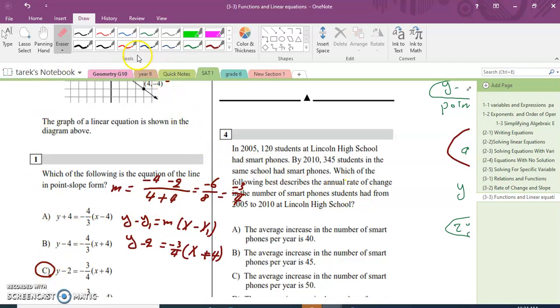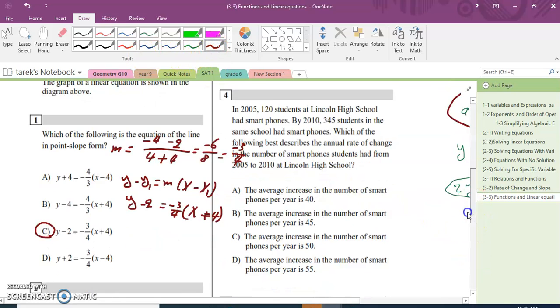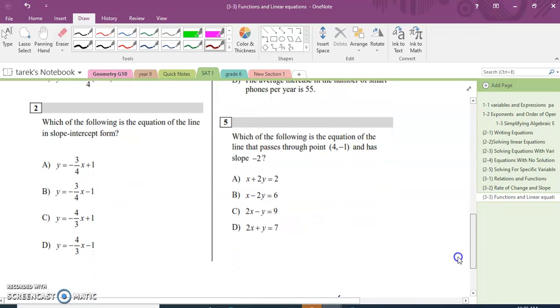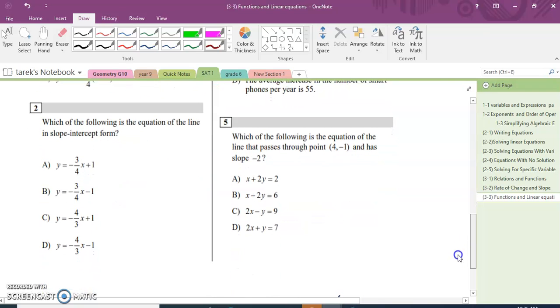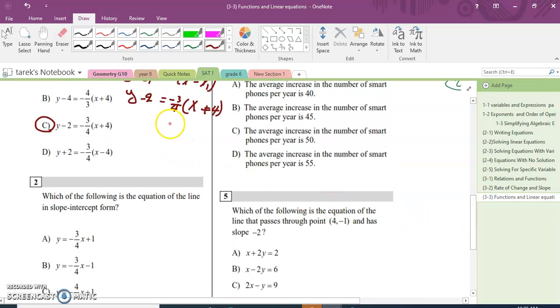The second question. Which of the following is the equation of the line in slope-intercept form? Means I want to change this to slope-intercept form. Just simplify it.